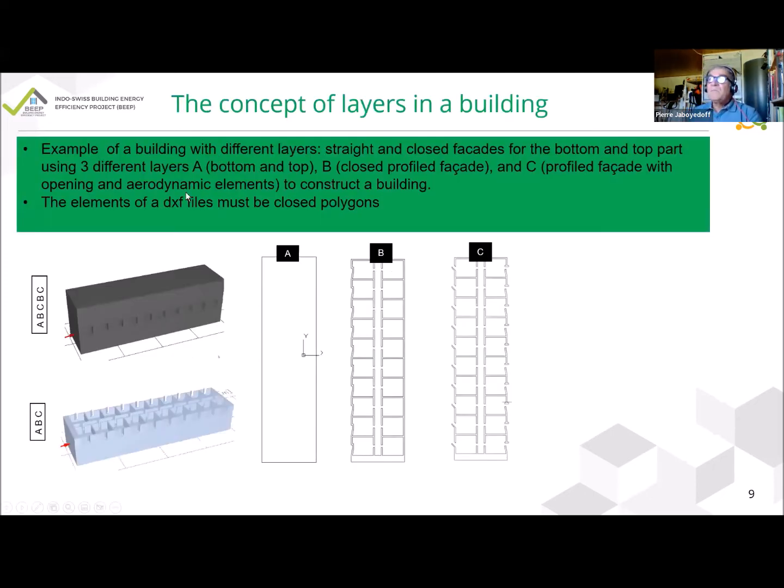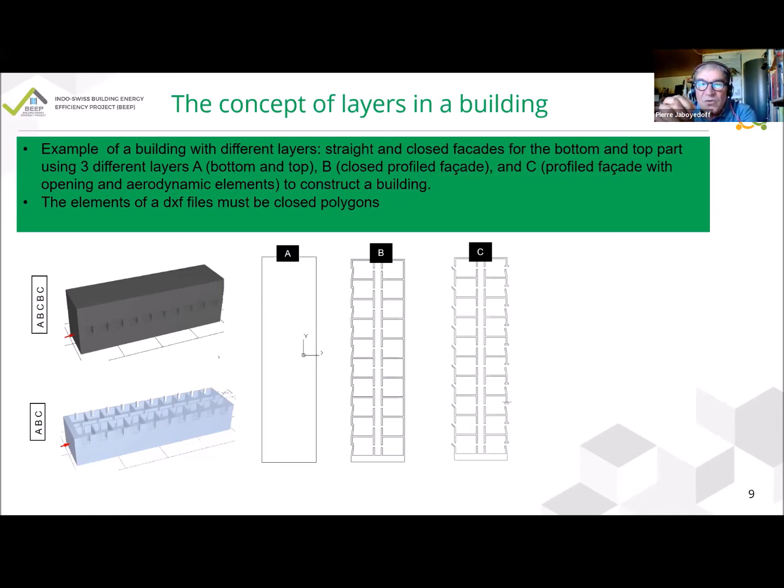So here, the concept of layers of building, and I think this is a simple concept actually, is that if you have this building and you say, I would like to have a facade which goes up to the sill, which is closed, and after I have some opening, and again I have something above the opening, then you can define three kinds of drawing. This drawing, the A, is the part which is below, and it is the block, because you are not going to open all the building.